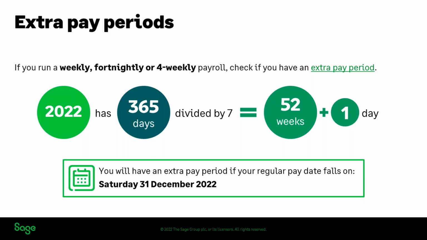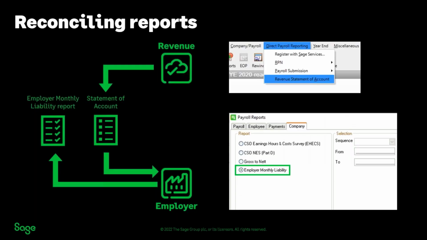So that's holiday periods and extra pay periods. Let's have a look at what happens once you have completed that last pay run of the year. There is a little bit of housekeeping that we would recommend. At the start of the webinar, we talked about a month-end process of reconciling reports, and it's great if you've been doing that throughout the tax year. It's certainly what we would recommend.